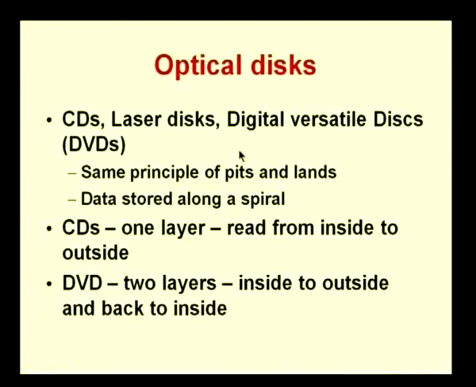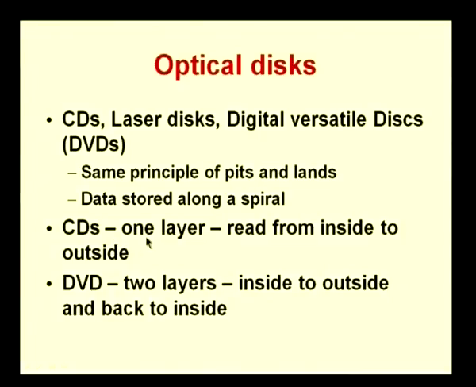On a magnetic disc we saw that the data is laid out in concentric circles. Here it is more of a spiral kind of data storage. CDs normally store only one layer of data, and it is read from inside to outside. DVDs normally have two layers of data: one layer is read from inside to outside, and then the second layer is read back from outside to inside.